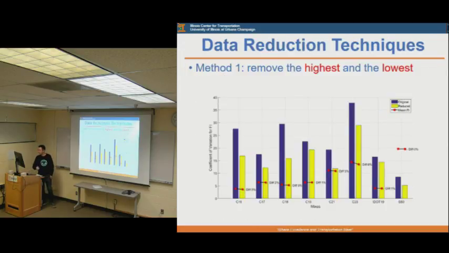So here we try some data reduction techniques. The first method is to remove the highest and the lowest flexibility index in the data set. As you can see, it's very clear that the COV of flexibility index decreases after we remove the highest and the lowest flexibility index data points. But the problem here is that there is some difference between the original data set and the reduced data set, and this difference can be up to 6%.